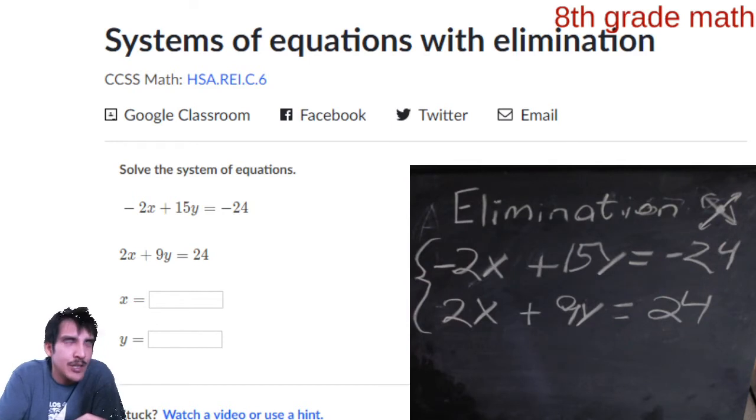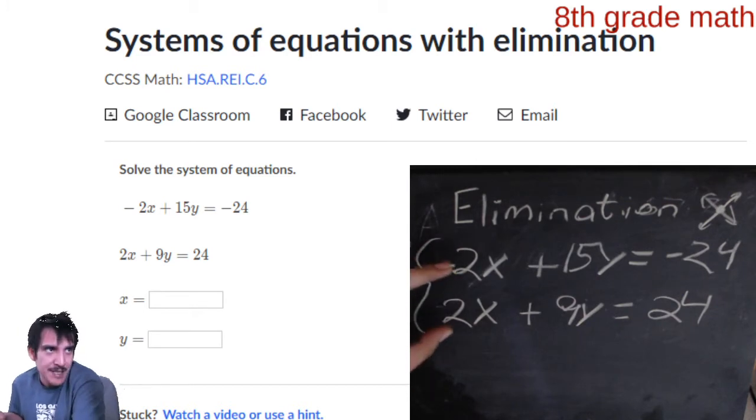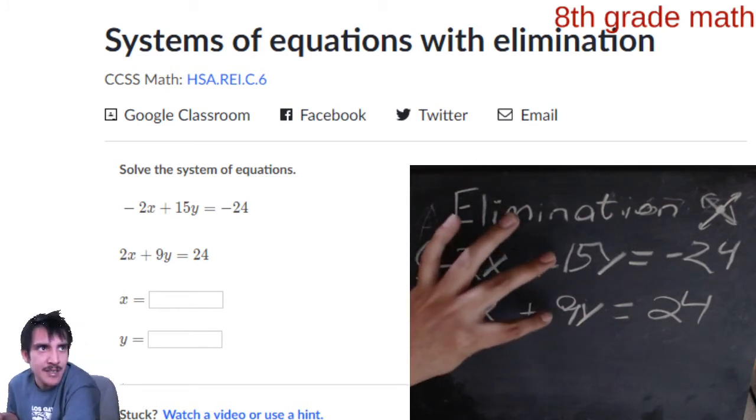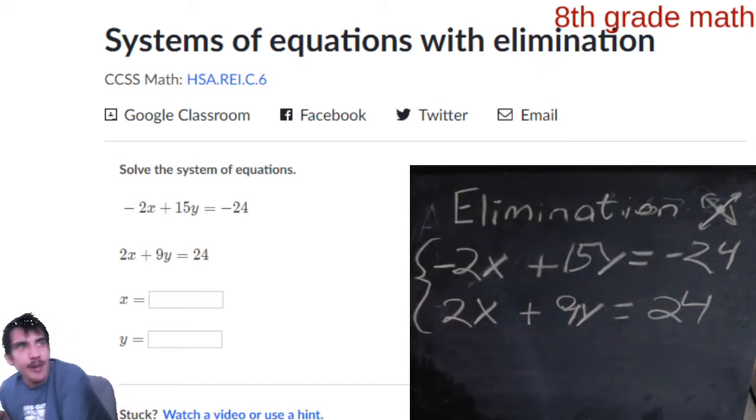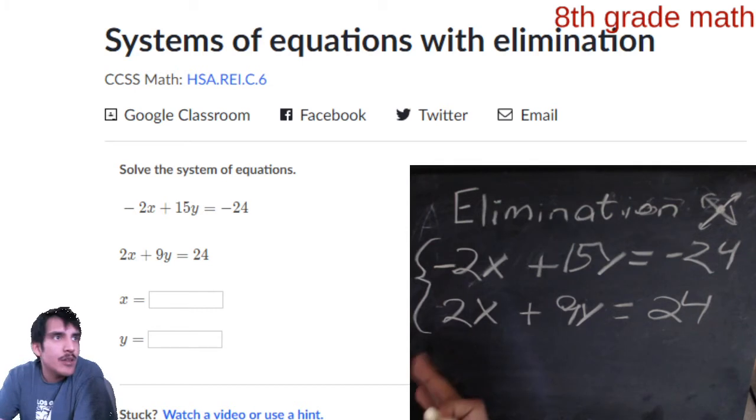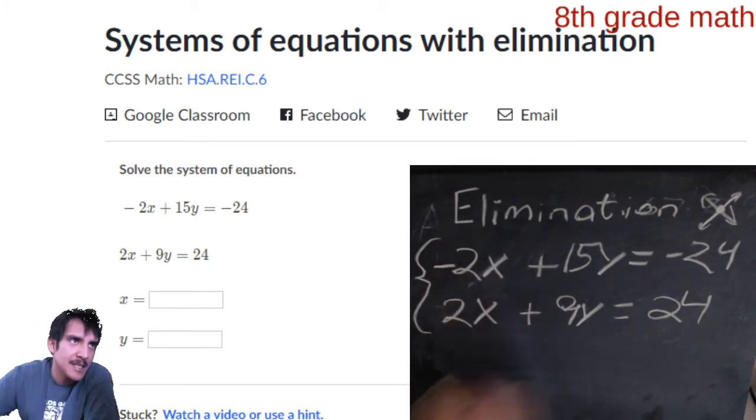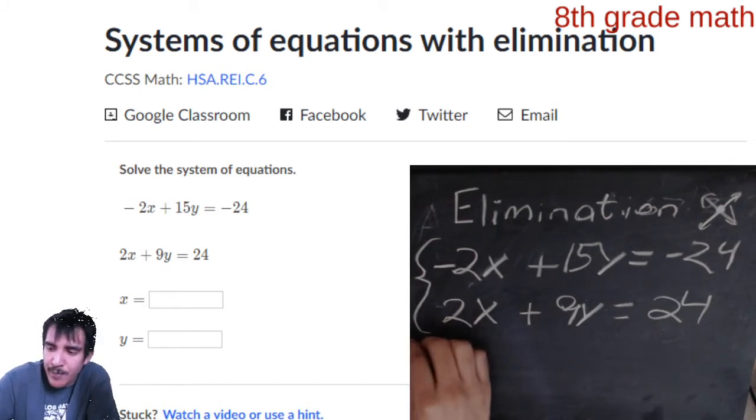Step one is you need to have two x variables or two y variables that are exact opposites. Let's see what we mean by that. If we look at the x's of the equations, we have negative 2x and positive 2x, so those are opposites. These are not opposites, 15y and 9y. And negative 24 and 24, those are actually opposites as well. The key to doing elimination is if you have a system of equations that has opposites, this is going to be really easy, because watch what happens.